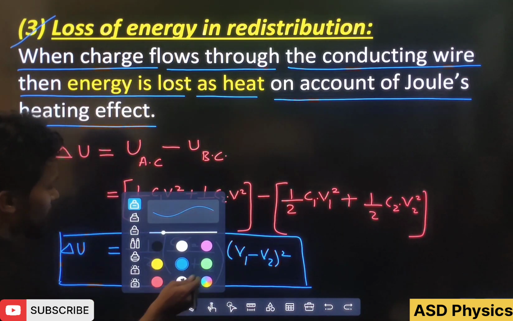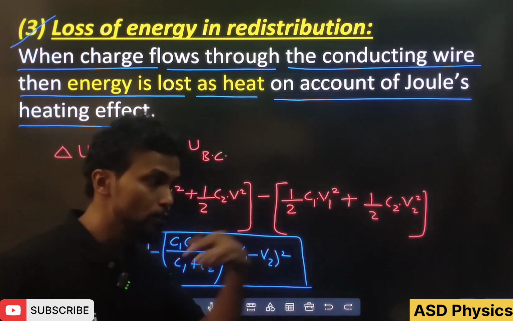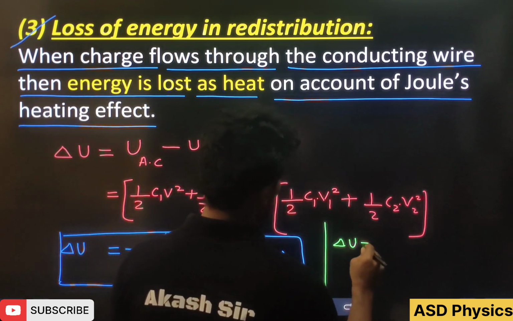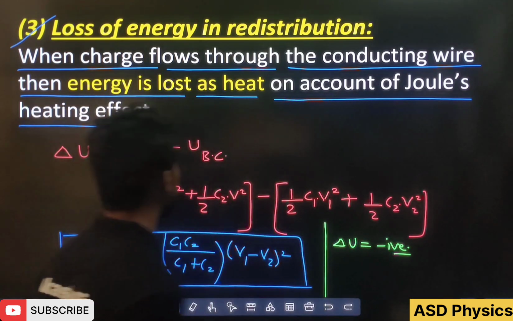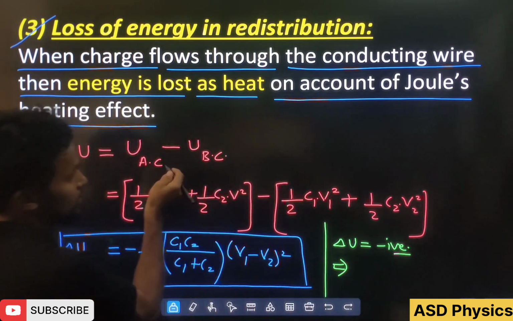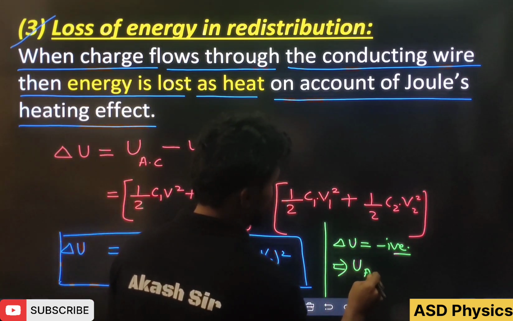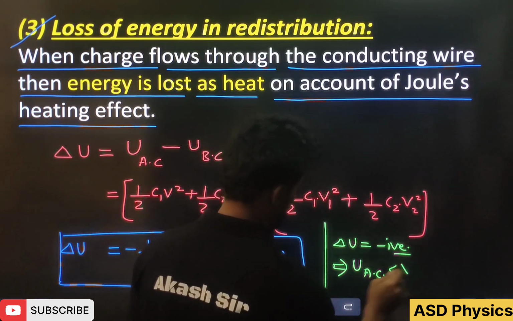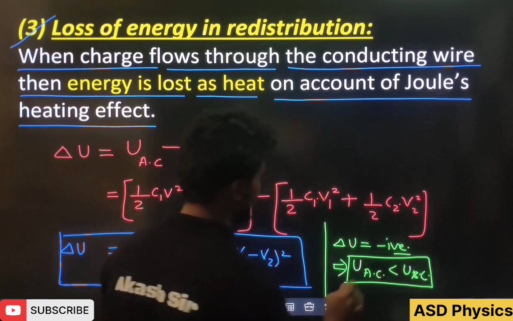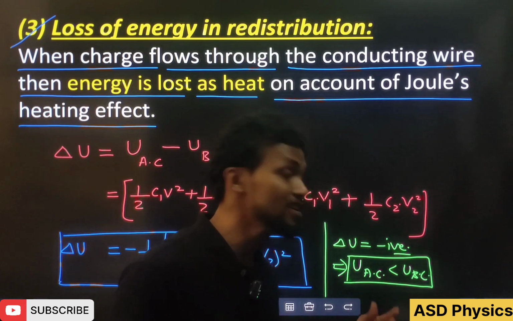And remember one more thing, students: this delta U is the change in energy. V1 minus V2 square is always positive, and the capacitance is also positive, so this delta U is coming negative. When delta U is negative, it means U after connection is less than U before connection. So somehow some energy is lost. That's why the energy after connection is less than the energy before connection.